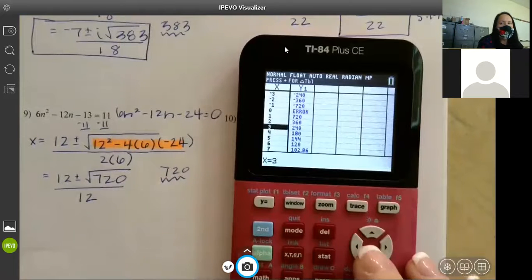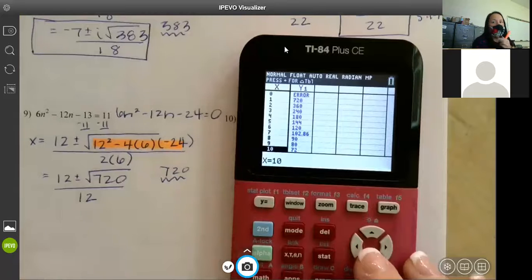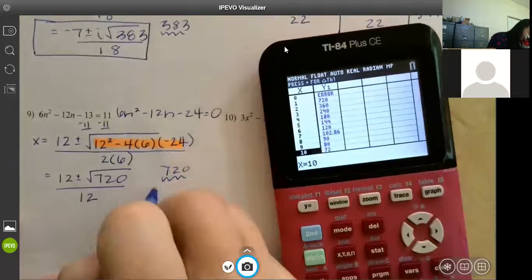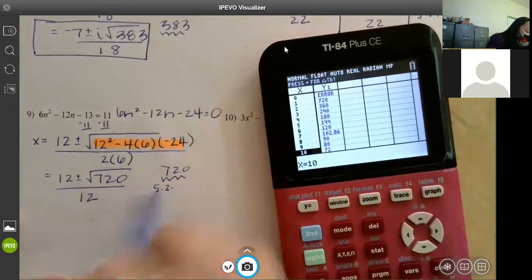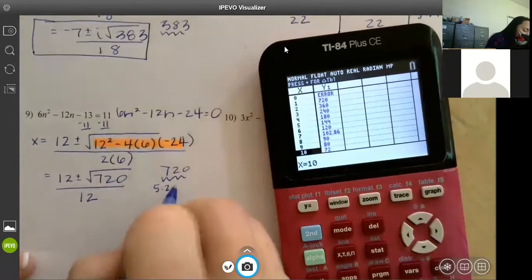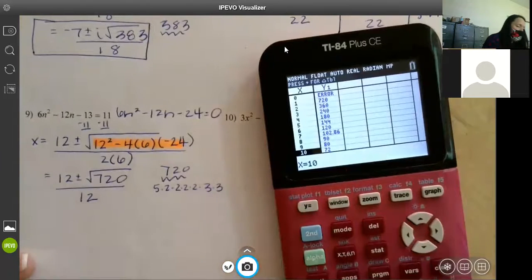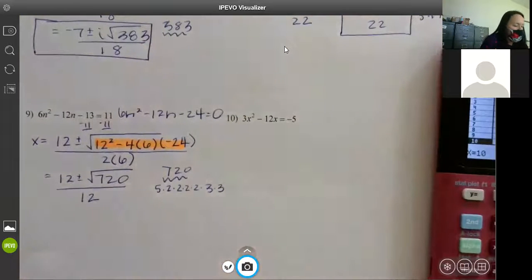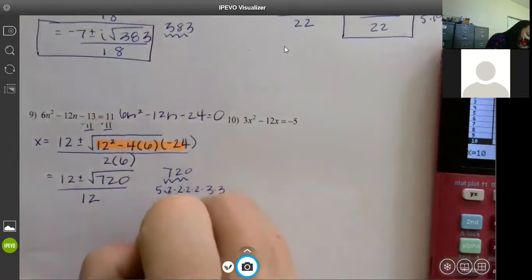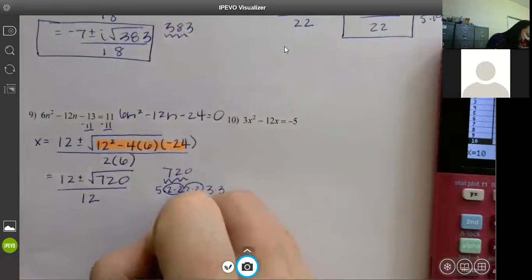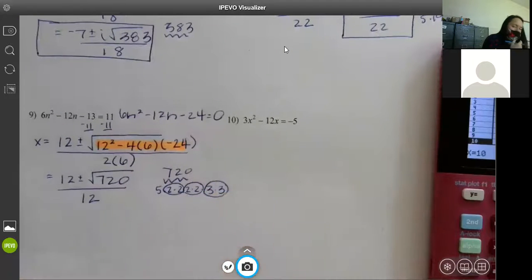Like, I'm not going to do 2 and 360. I might could do 6 and 120, but I know that I can do 10 and 72 in my head, okay? So find something that you can do in your head. 10 is 2 and 5. 72 is 8 times 9. 8 is three 2s. 9 is two 3s. Anything that's pairs, we want to pull out.